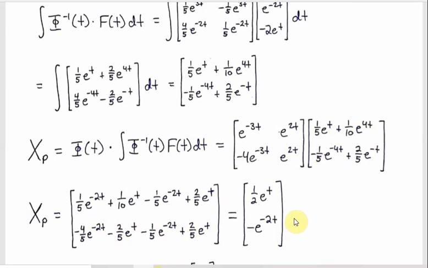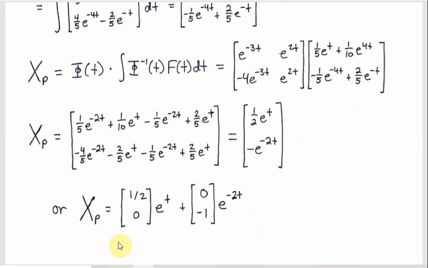And eventually what you end up with is that x sub p, your particular solution, it's the column vector where the first entry is 1/2 e to the t, which you get from the 1/10 plus 2/5 e to the t. And then on the bottom, the second entry, you get negative e to the negative 2t, because down here you got this one and this one adding out, but then negative 4/5 minus 1/5 is negative 1 e to the negative 2t.